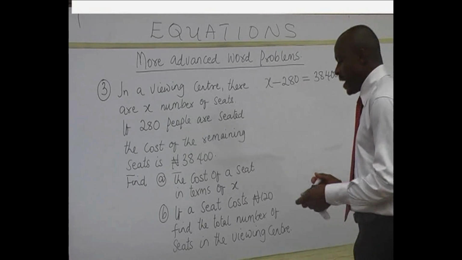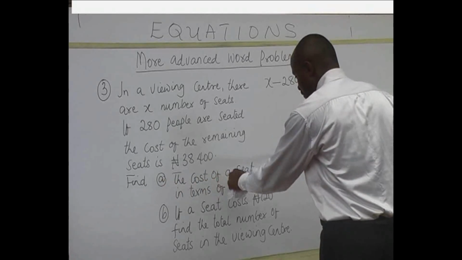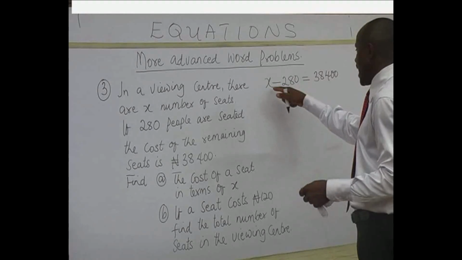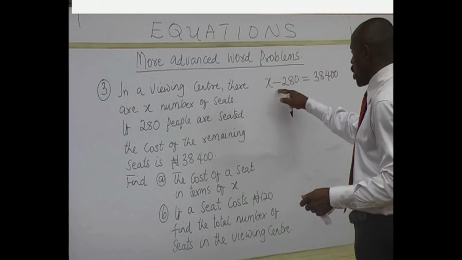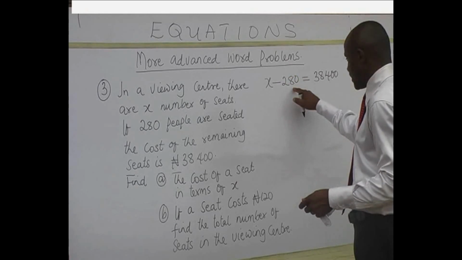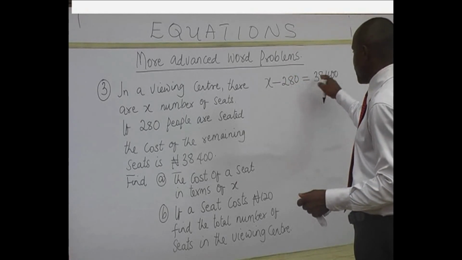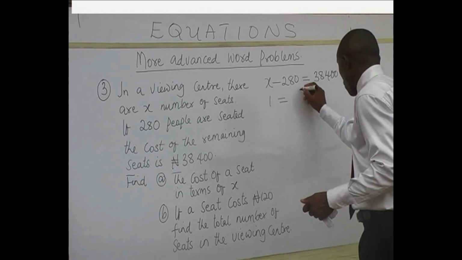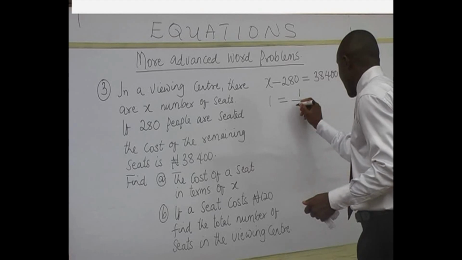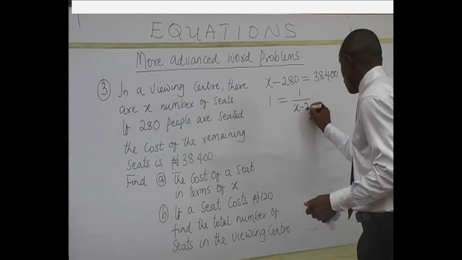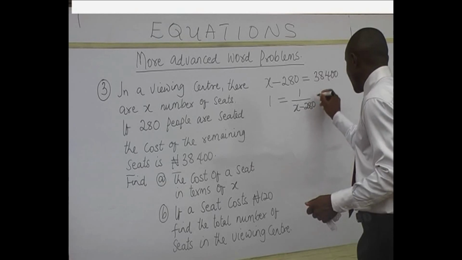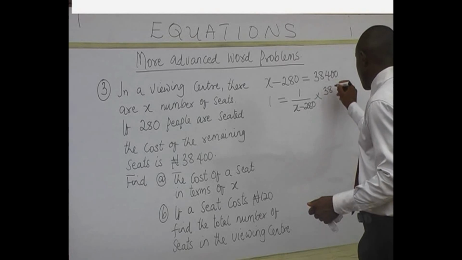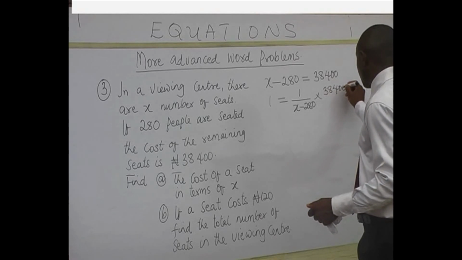Now the question number A says, find the cost of a seat in terms of X. If the total number of seats is X, minus 280 when they are seated, that means only one seat is going to be equal to 1 divided by X minus 280, times 38,400 all over 1.